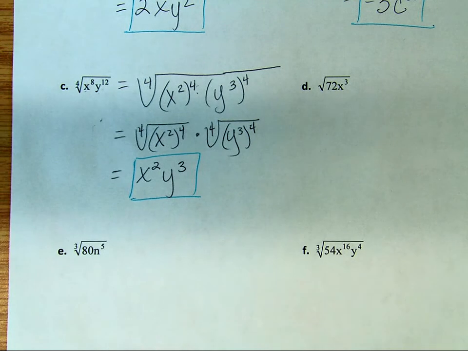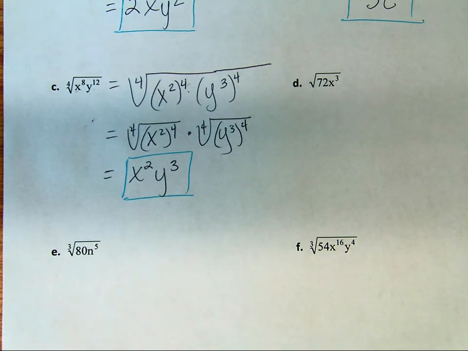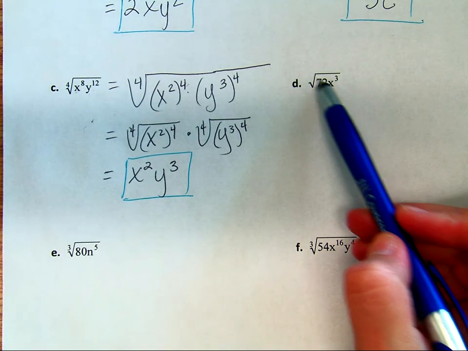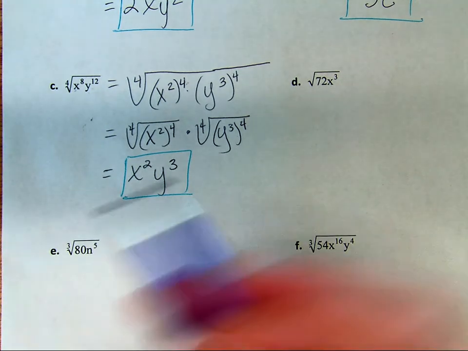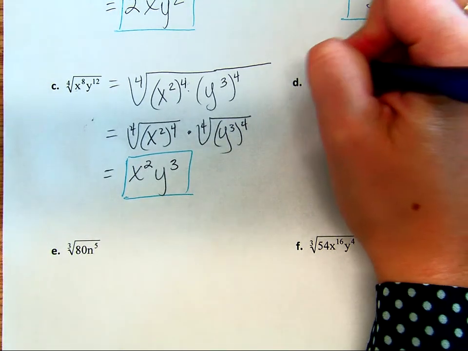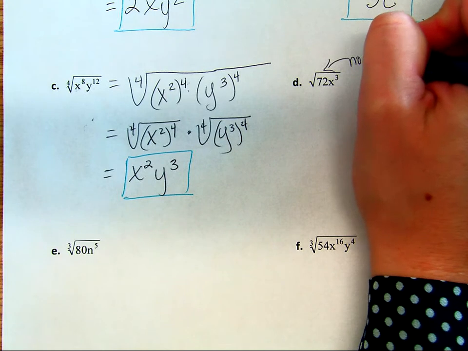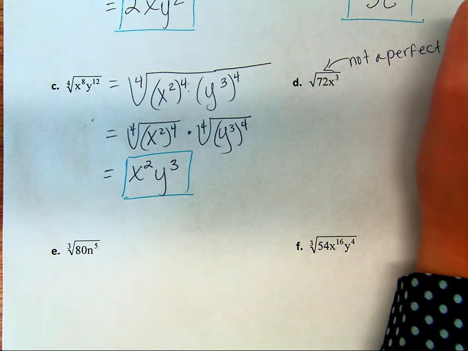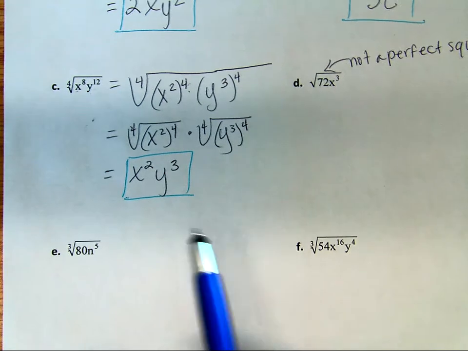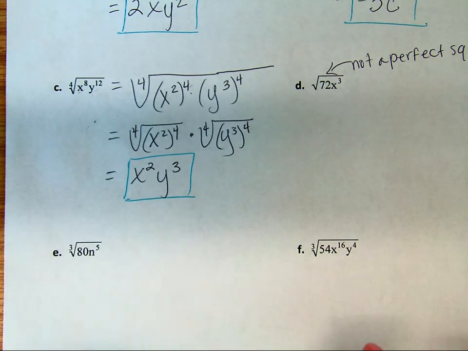Okay, moving on. I've got a square root of 72x cubed. Okay, so this is a bit different because 72 is not a perfect square. Nothing times itself is going to give me 72. So what I want to try to do is break this 72 down into 2 factors where one of the numbers is a perfect square. And I want to make that perfect square as big as possible.